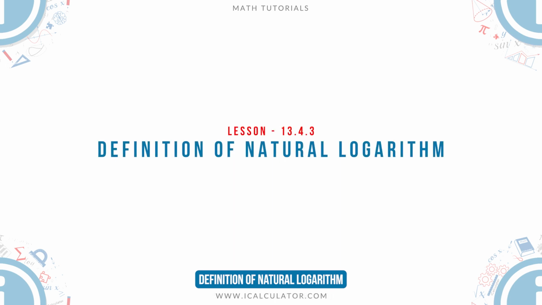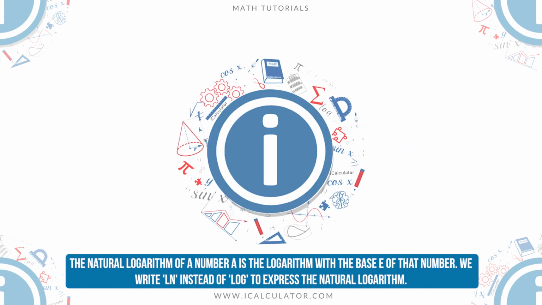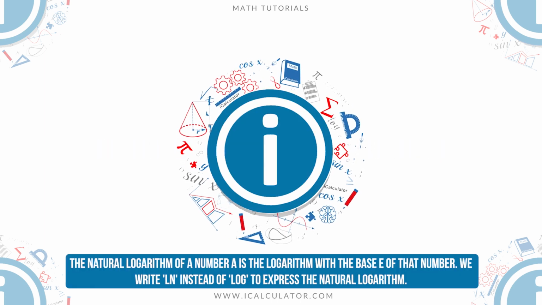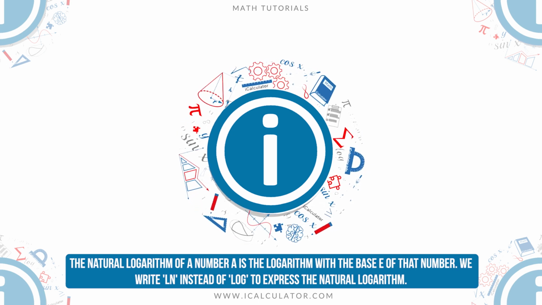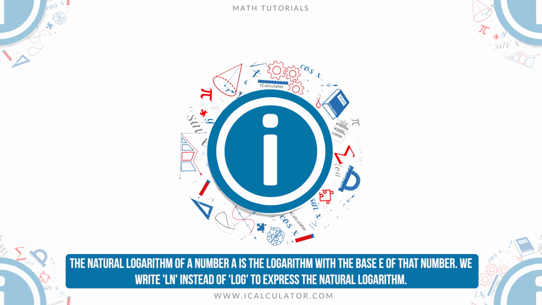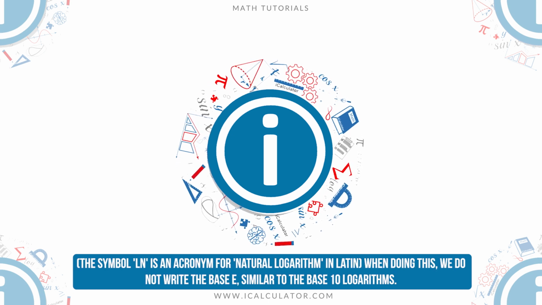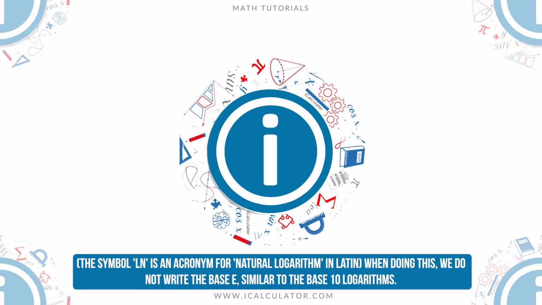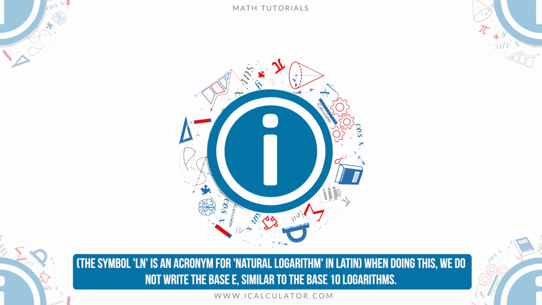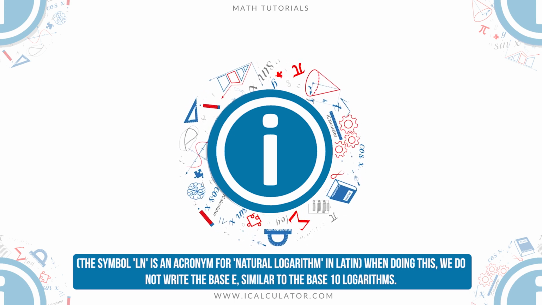Definition of natural logarithm. The natural logarithm of a number is the logarithm with the base e of that number. We write ln instead of log to express the natural logarithm. The symbol ln is an acronym for natural logarithm in Latin. When doing this, we do not write the base e, similar to the base 10 logarithms.